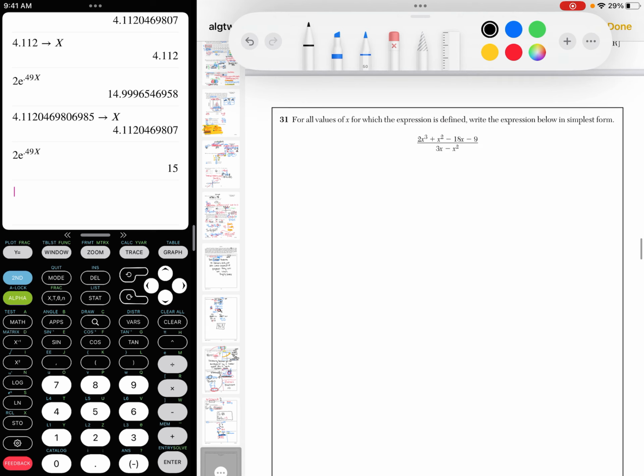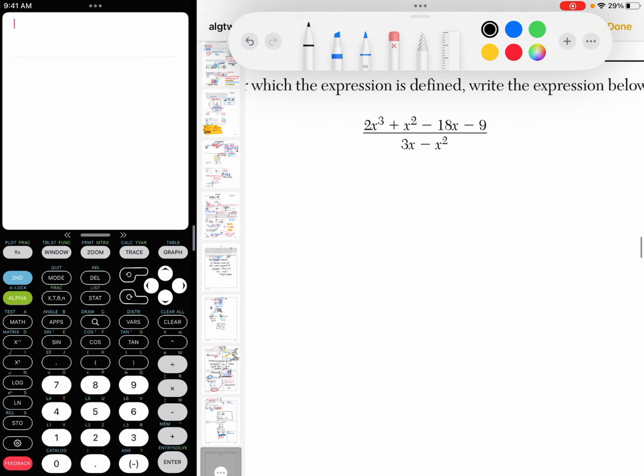Okay, 31 I did think was a little bit tricky just because of the types of questions we've done so far that looked like this. It says, for all values of x for which the expression is defined, write the expression below in simplest form. Can't tell you how many people were asking me questions about this one saying that they tried to do long division and it just didn't work. It is division. You can see that the top is being divided by the bottom.